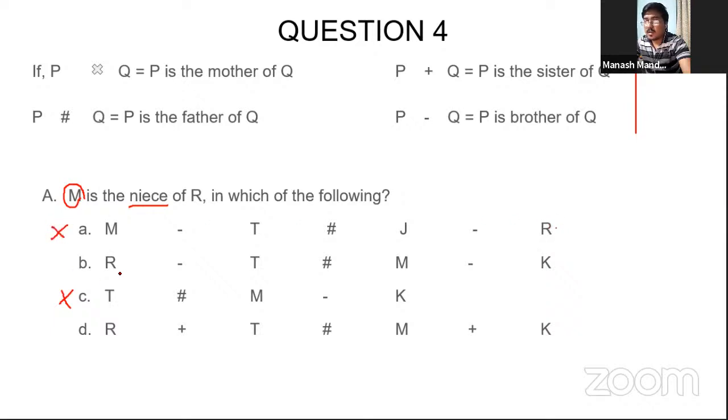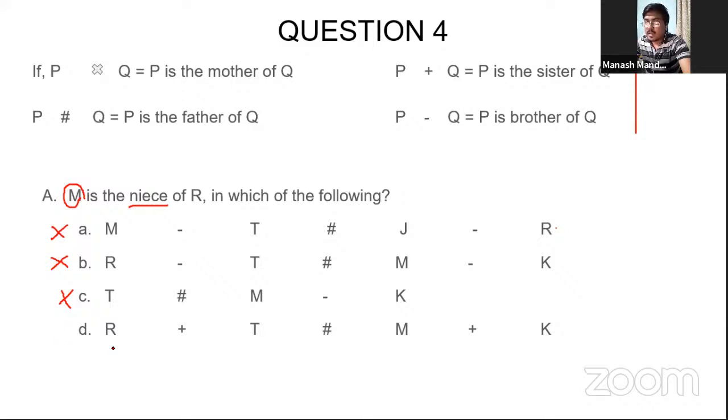The second one: R is the brother of T, and T is the father of M, and M is the brother of K. In this we can see that M is becoming the brother of K, but we know that M is the niece. So this won't be correct. So the only option left is D, and we do not have an option saying none of the above. So obviously D will be the answer.